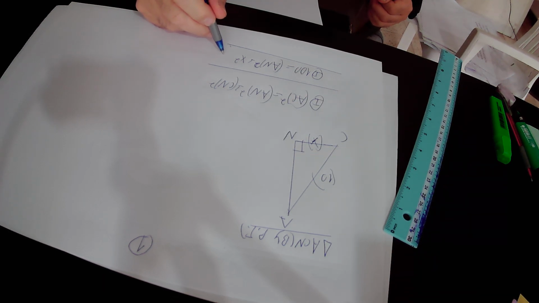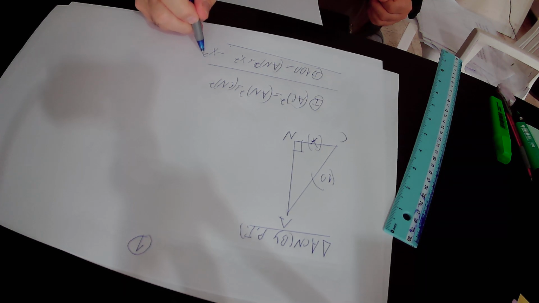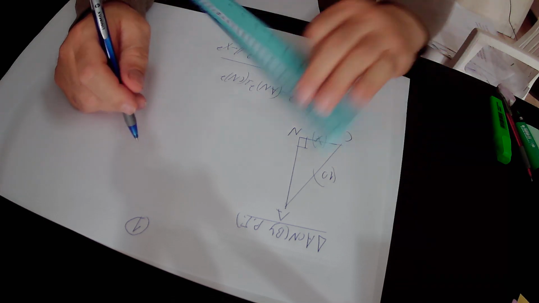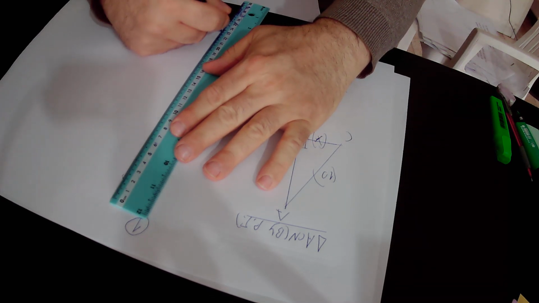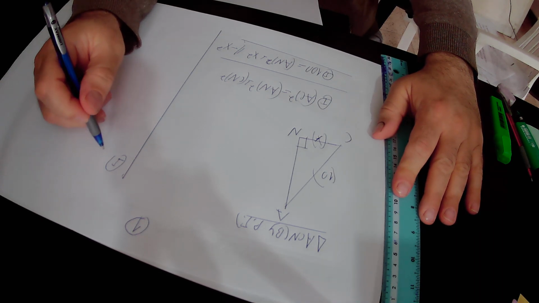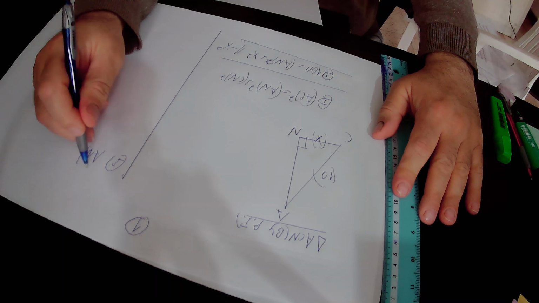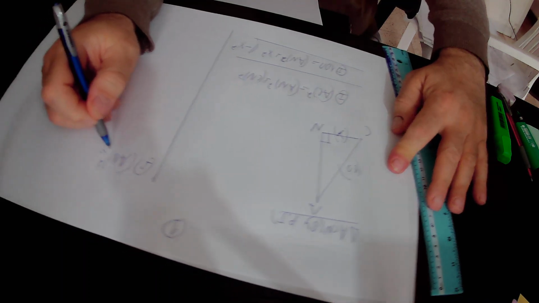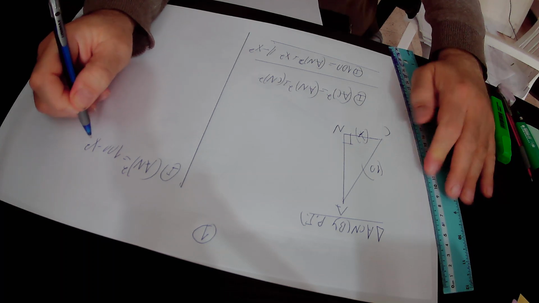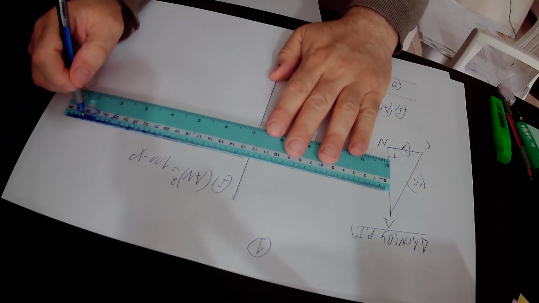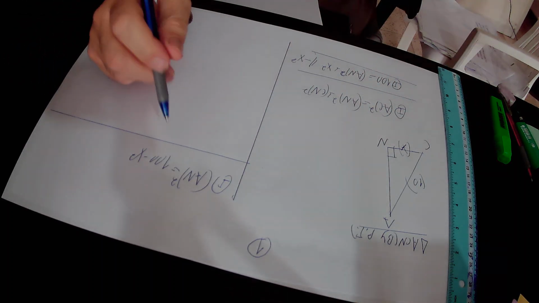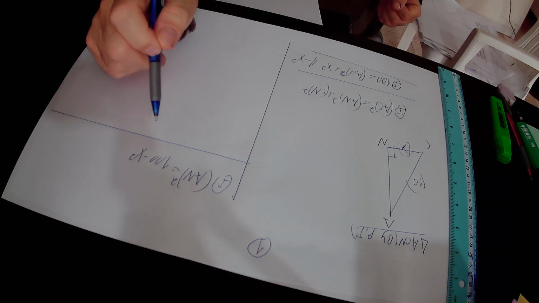Here we subtract x squared from equation 1, and you get that AN squared equals 100 minus x squared. According to equation 1, AN squared equals 100 minus x squared.